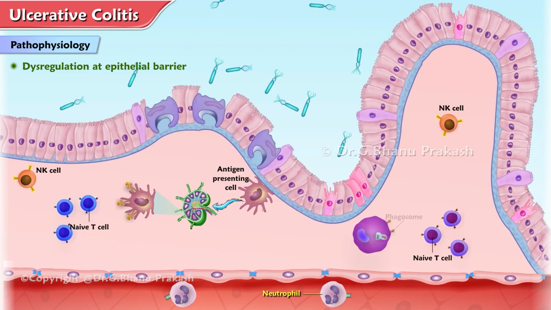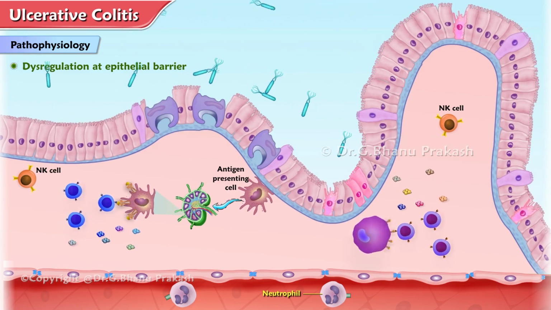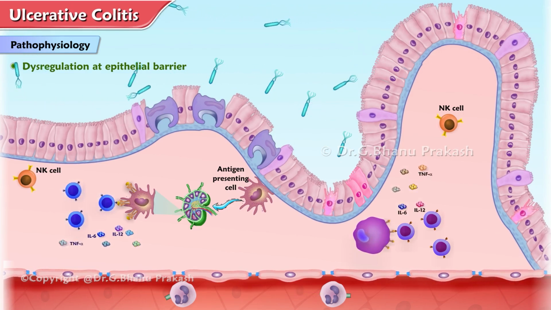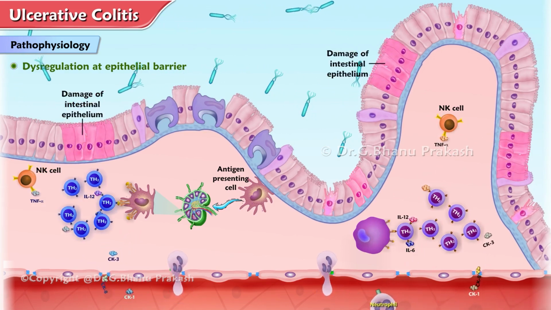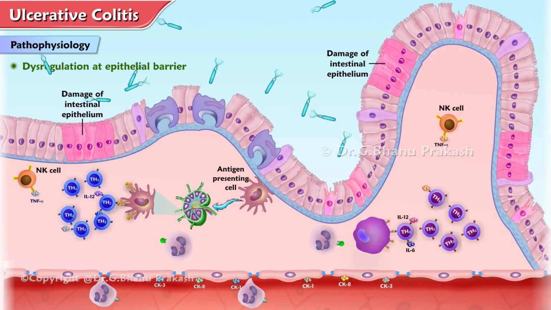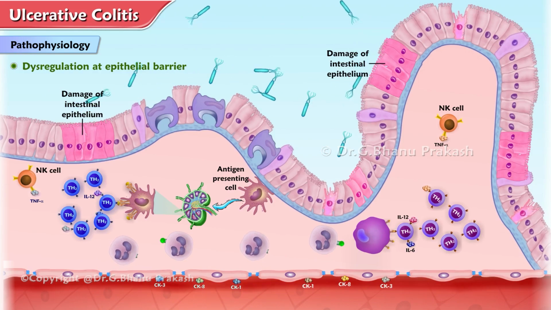Antigen presentation to macrophages and naive CD4+ cells leads to secretion of pro-inflammatory cytokines, for example, interleukin-6, interleukin-12, tumor necrosis factor alpha, and chemokines, like chemokine ligand 1, chemokine ligand 3, and chemokine ligand 8, causing the recruitment of other immune cells, for example, neutrophils, to the site. Differentiation of naive CD4+ cells to T helper 2 effector cells, and recruitment of natural killer cells.